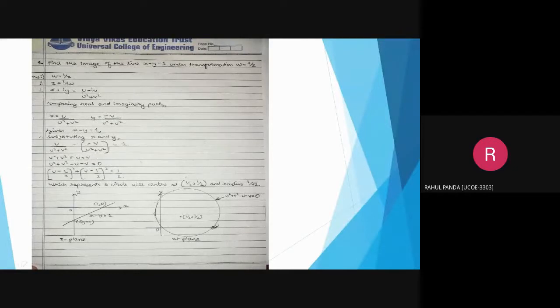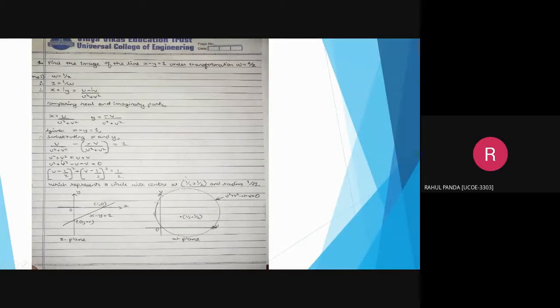Given x − y = 1. Substituting the values of x and y in the above equation, we get u/(u²+v²) − (−v/(u²+v²)) = 1.